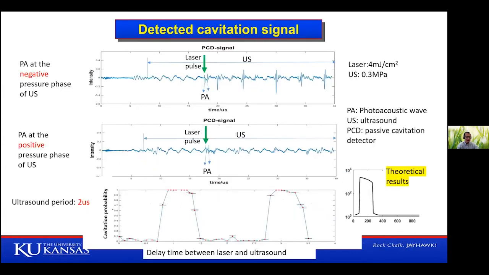And so here's some other in vitro experiment. We show how the phase information, how the synchronization between laser and ultrasound, affects the cavitation signal. So in this case, at the top here, we synchronize the laser at the negative peak of ultrasound. In the middle here, we synchronize the laser at the positive peak of ultrasound. And at the bottom here, that is the measured cavitation threshold. As you can see, this on and off for the cavitation signal. And by the way, on the right-hand side here, I'm showing you our theoretical prediction.